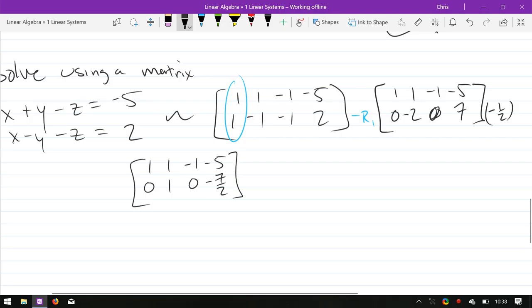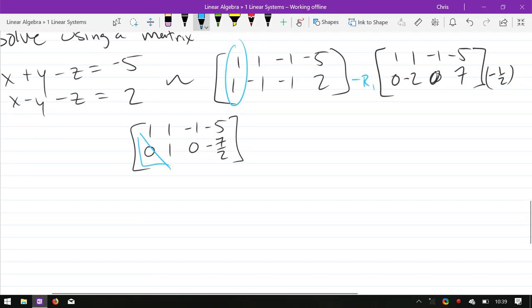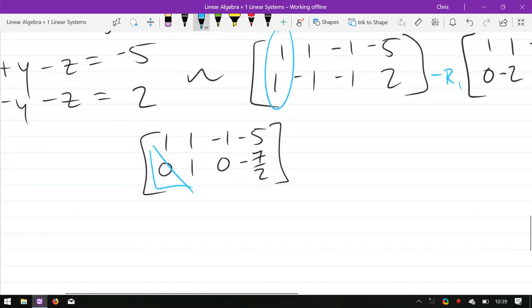And looking at this last matrix on the board here, is there anything I can do in the lower left below the diagonal? Or is that all done? So there's only one thing below the diagonal. So that's all done. So I'll circle the diagonal. Now above the diagonal, we can turn that 1 into a 0 that I just put a triangle around right there. We can eliminate that 1. So let's go ahead and do that.